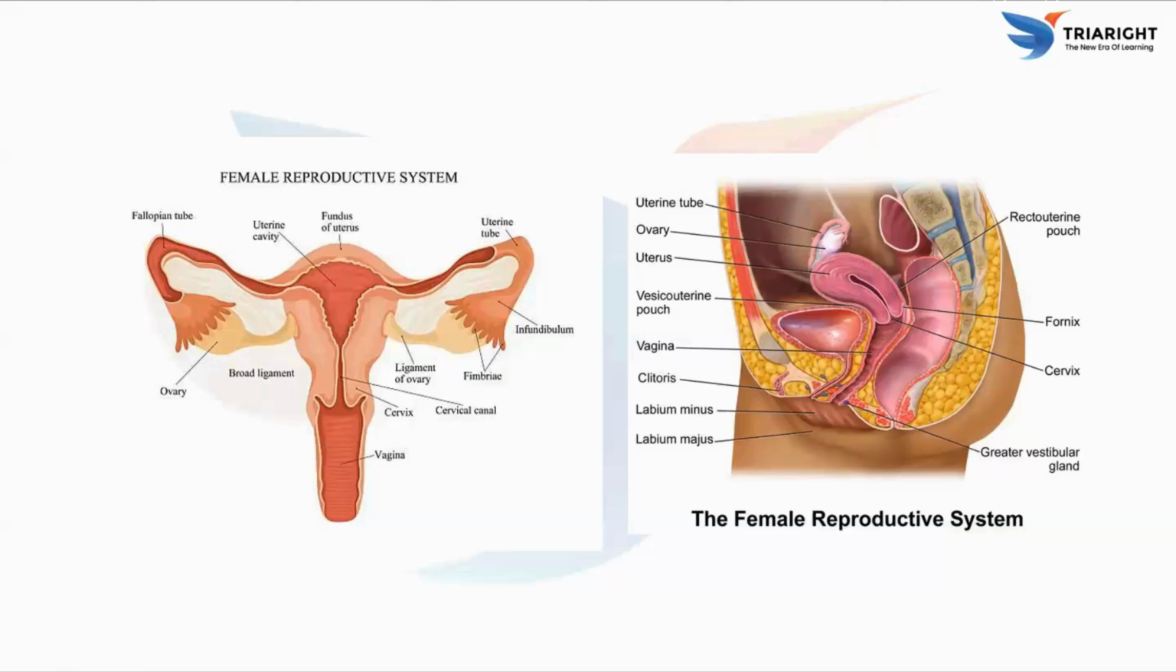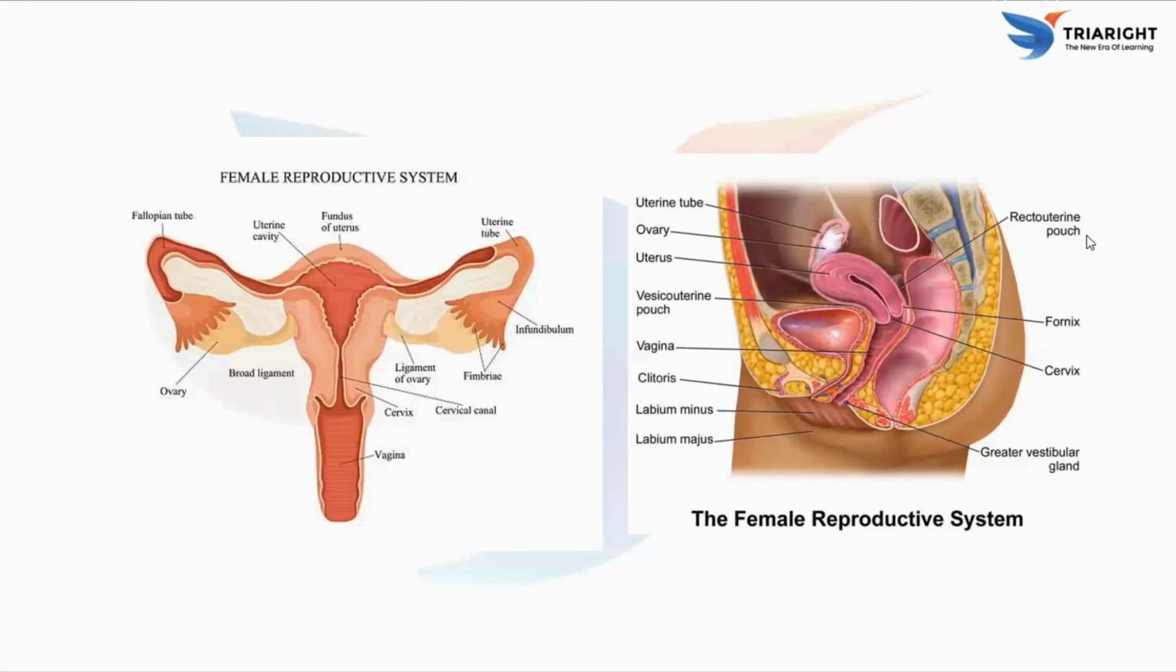And you can also see the external genitalia. In the right side picture, the labium majus, which is the outer fold, and labium minus, which is the inner fold. So this protects the inner organs and surrounds the vaginal and urethral openings. And you can see this clitoris, which is a sensitive organ involved in sexual arousal. And you can also see the greater vestibular glands, which produce lubrication during sexual activity.